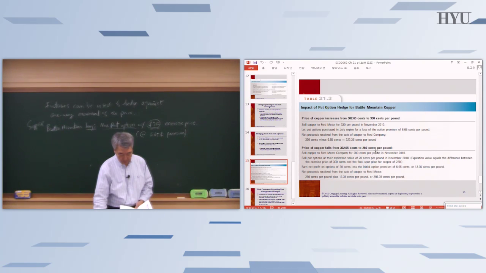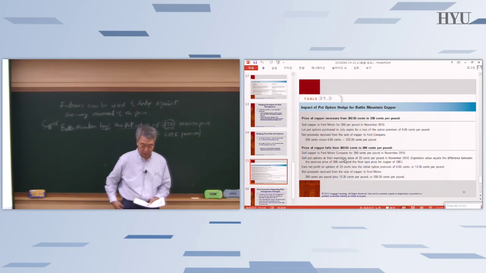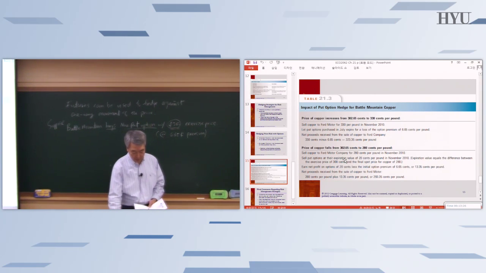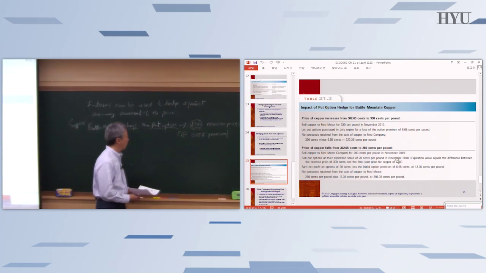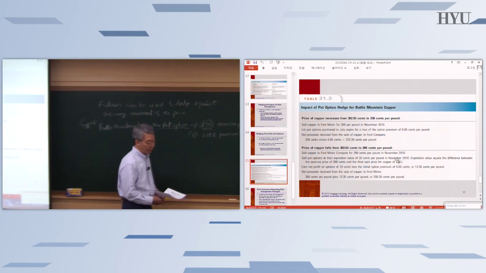In case the price goes down to 280 cents, they can sell the put option, which they purchased in July, at 20 cents per pound. Where does the 20 cents per pound come from? That's the difference between the 300 cents and the spot price of 280 cents. So they have purchased a put option with a 300 cents exercise price.